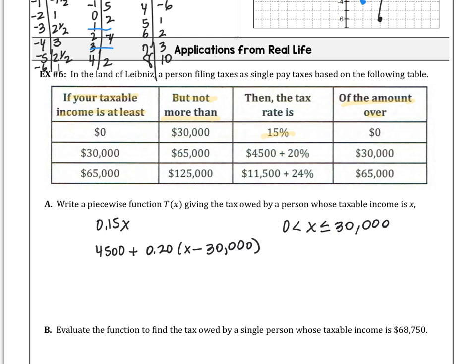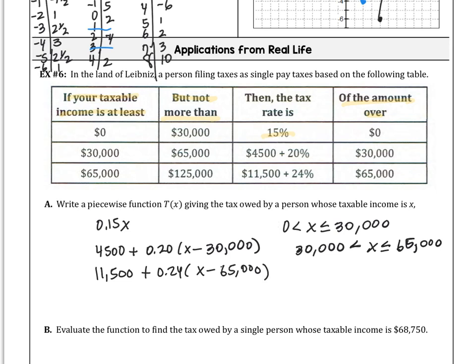So this is for x between 30,000 and... oops, I can't have an "or equal to" because I already have one up on the top one, right? It can only be in one of those places. It can't be in both. All right, so 65,000. All right, and then the last one would be 11,500 plus 24% of the number that's above 65,000.